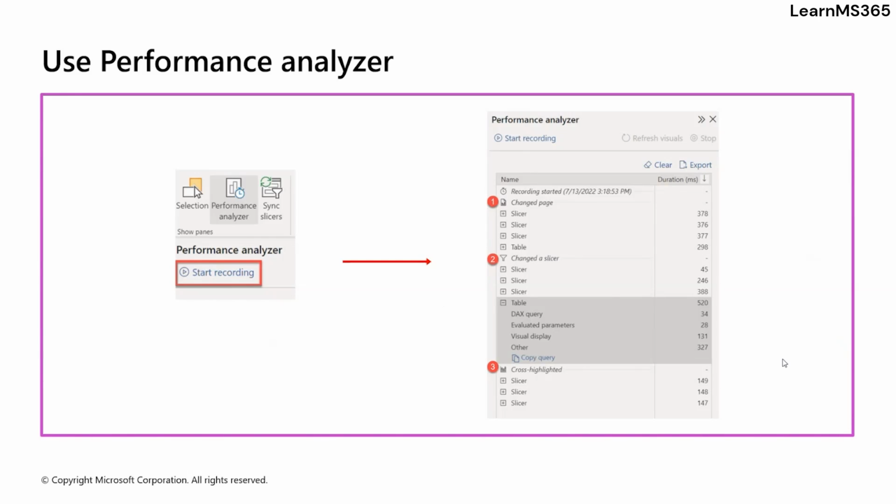So as users interact with visuals in a Power BI report, DAX queries are submitted to the dataset and cached into the memory. Because of this, you may need to clear the DAX query cache to get accurate results in Performance Analyzer. You can clear the cache by either closing and reopening your reports or using DAX Studio. Okay, so this was about Performance Analyzer. Now let's move on to our next slide.